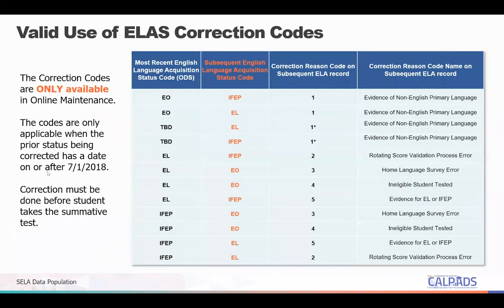Here's a table providing a list of ELAS status change scenarios and the valid ELAS correction codes that can be used. Just remember, the correction codes are only available in online maintenance and are only applicable when the prior status being corrected has a date on or after July 1st of 2018, which is the effectivity date of the codes. Correction to any ELAS record must be done before the student takes the summative test.